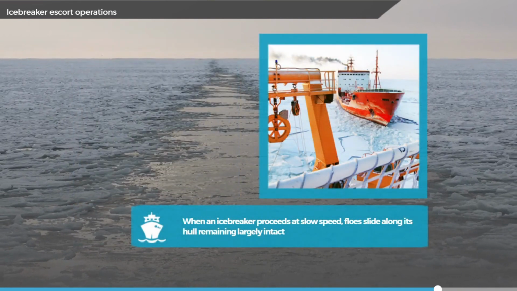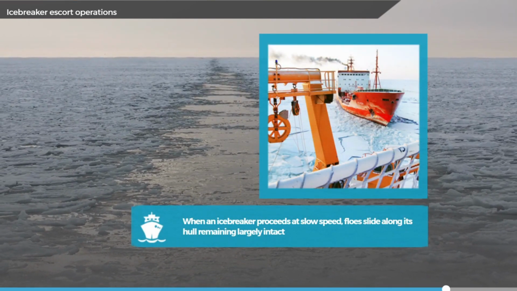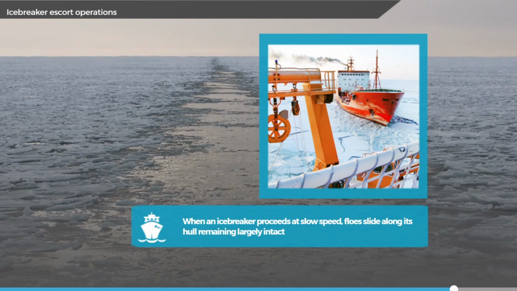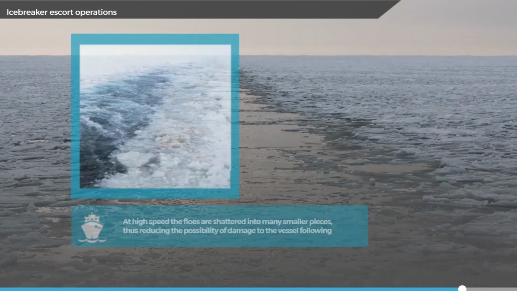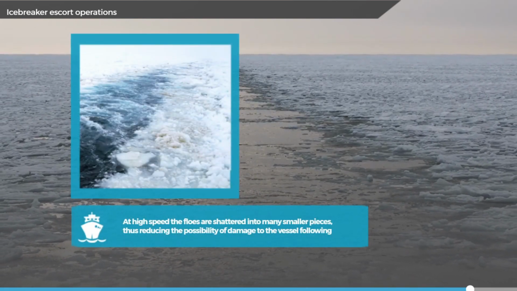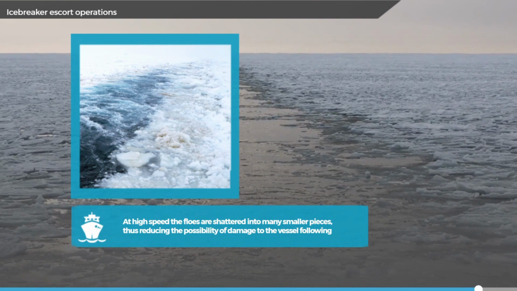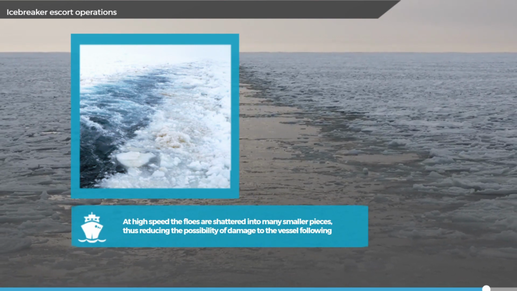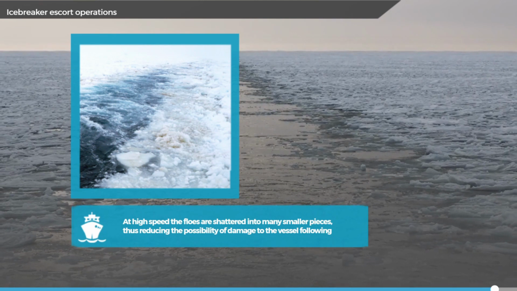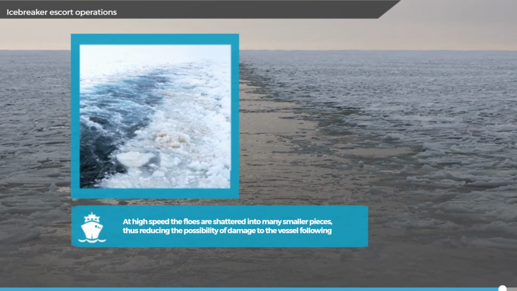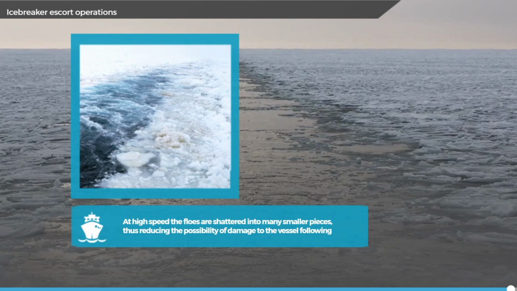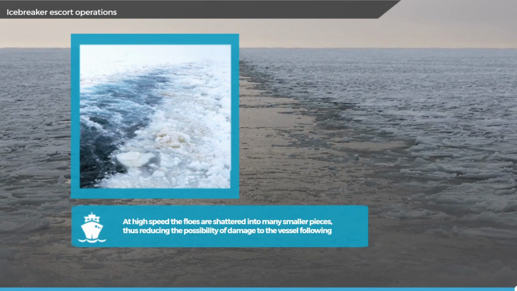When an icebreaker proceeds at slow speed through ice, floes slide along its hull remaining largely intact. At high speed, the floes are shattered into many smaller pieces, thus reducing the possibility of damage to the vessel following in the broken channel. The higher speed assists the escorted vessel, provided it can maintain a safe distance.